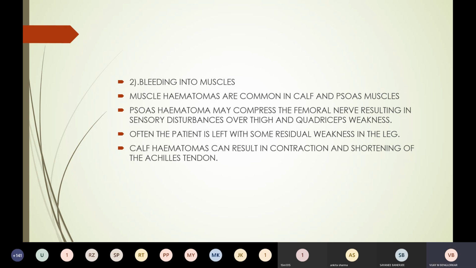Second muscle involved is the calf. Calf hematoma can result in contraction and shortening of the Achilles tendon. So the patient will have difficulty in walking. So this is the second. So any patient coming with bleeding in joints and muscles, suspect hemophilia.